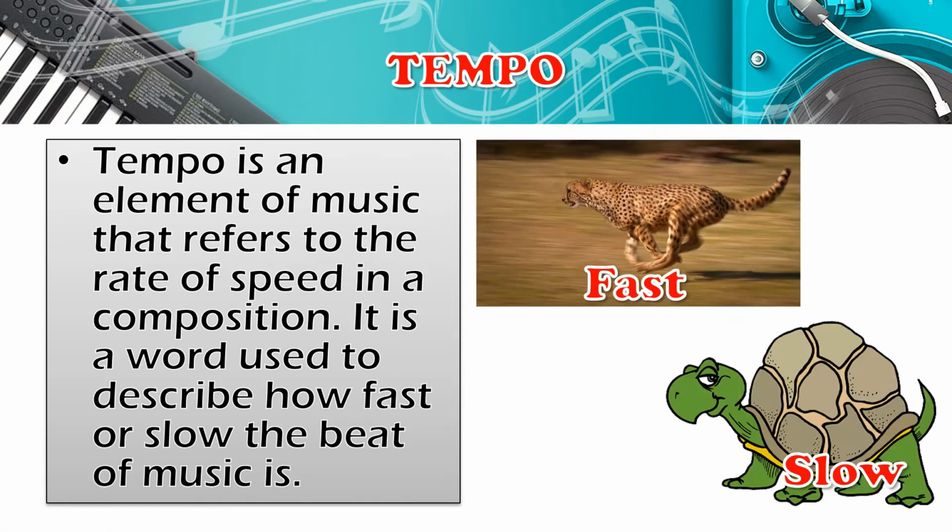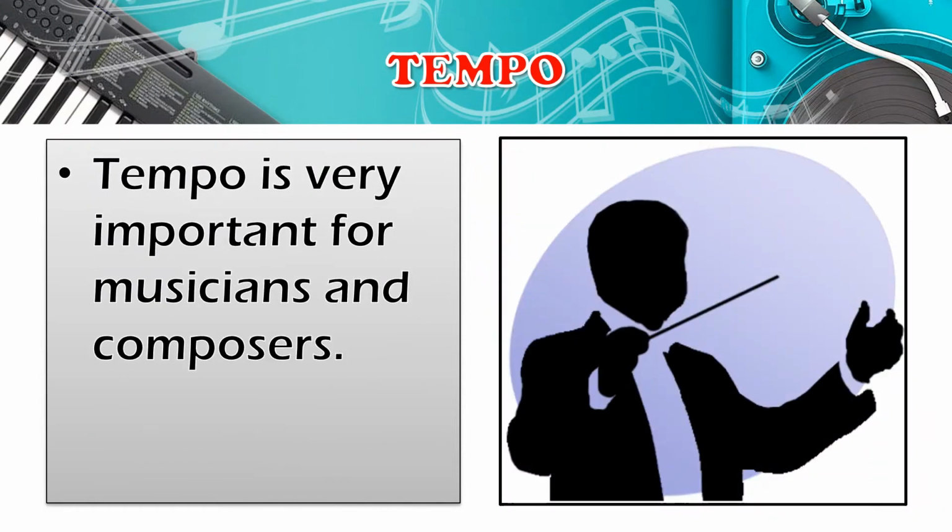For example, in this presentation, we can compare the two animals, which is fast and which is slow. The same thing with the music. Musicians or the composers create fast music and at the same time slow music. Tempo is very important for musicians and composers.